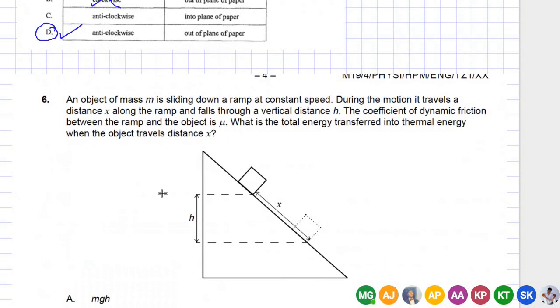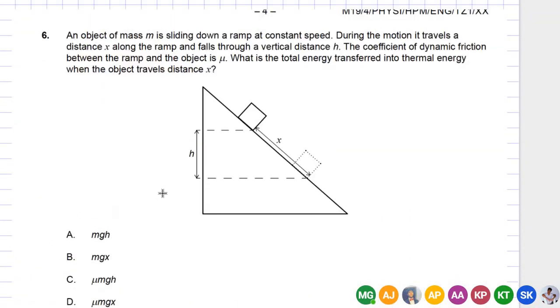Now coming to the last question, the last doubt. An object of mass m is sliding down. So this is mass m at constant speed. Constant speed means net force is 0, so acceleration is 0, and change in kinetic energy is 0, because velocity is constant.